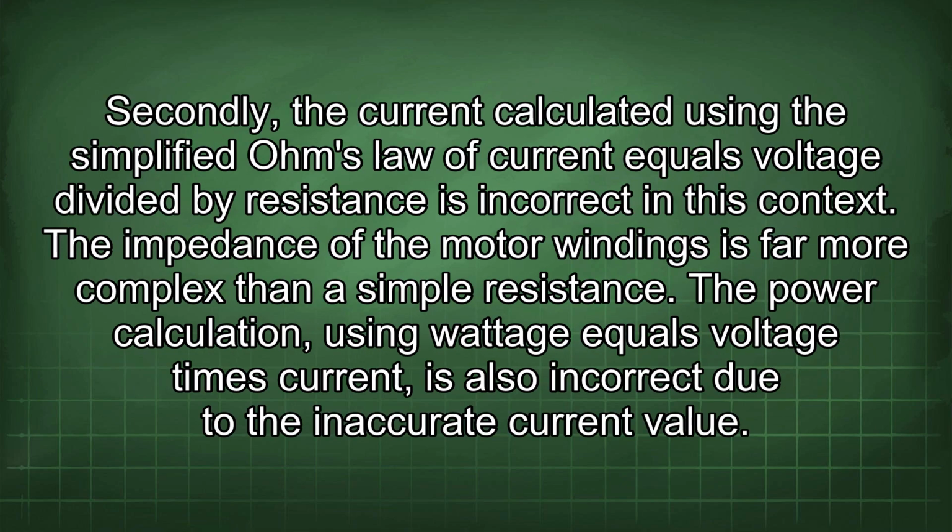Secondly, the current calculated using the simplified Ohm's law of current equals voltage divided by resistance is incorrect in this context. The impedance of the motor windings is far more complex than a simple resistance. The power calculation, using wattage equals voltage times current, is also incorrect due to the inaccurate current value.